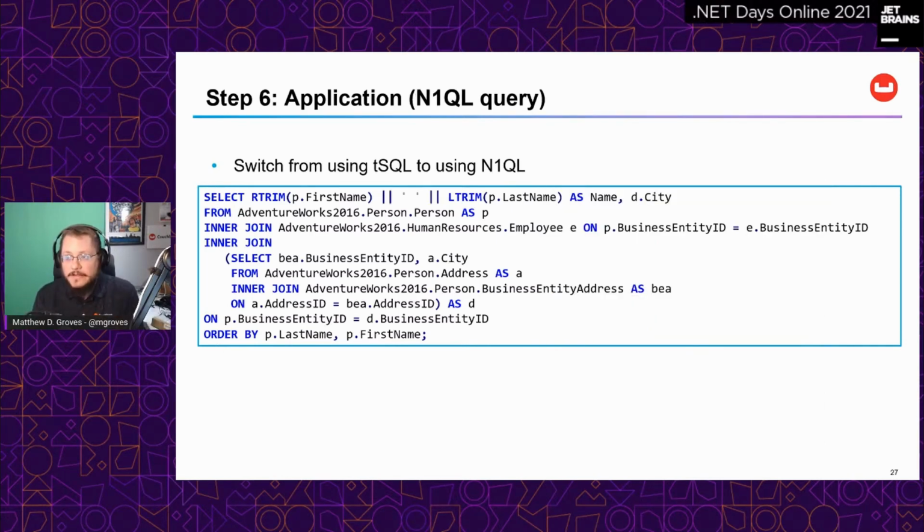Here's the same query converted for use with Couchbase, using the N1QL query language instead of Transact SQL. So I'd be curious if anyone can spot the difference here. If you can spot the difference, go ahead and throw it in the chat. I don't know, I can give you some bonus points, I guess. You can use them on anything, but I'd be curious to see if you can spot the difference between those 2 queries.